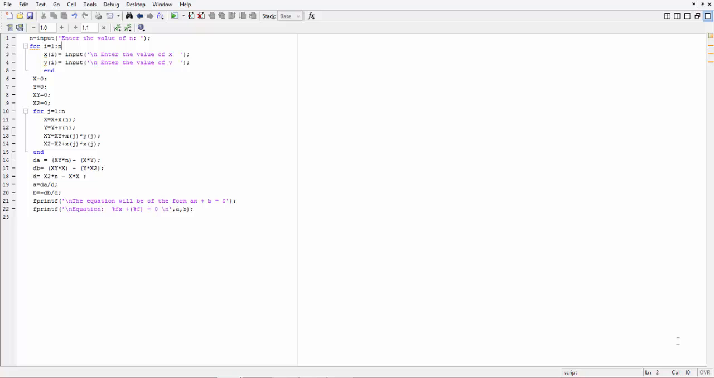So we start with a loop. For i is equal to 1 to n, input the value of x and then input the value of y. This will go on till we enter all the 6 values of x and y. Now we come to the next step: x is equal to 0, y is equal to 0, xy is equal to 0 and x2 is equal to 0. What are all these values?